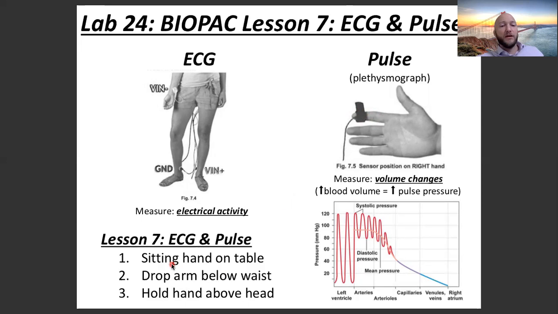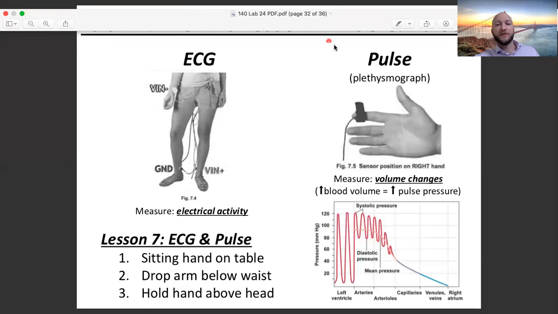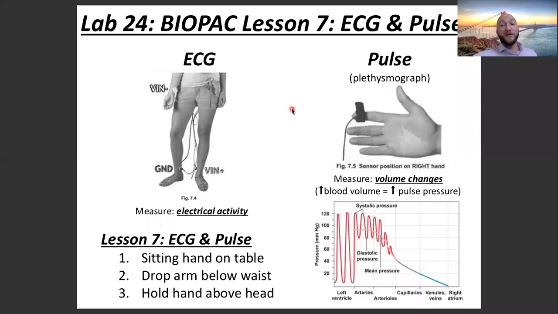So we're going to measure ECG and pulse while sitting with our hand on the table. We're going to drop our arm below the waist and then hold the hand above the student's head. How is the ECG going to change in these different scenarios? How is pulse going to change in these different scenarios? Another thing we can think about is how are they going to compare? Is heart rate, according to ECG, going to be different or the same as our pulse rate?